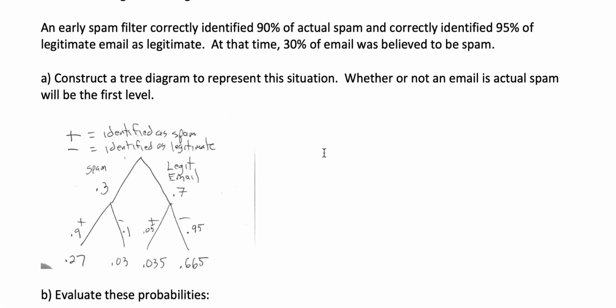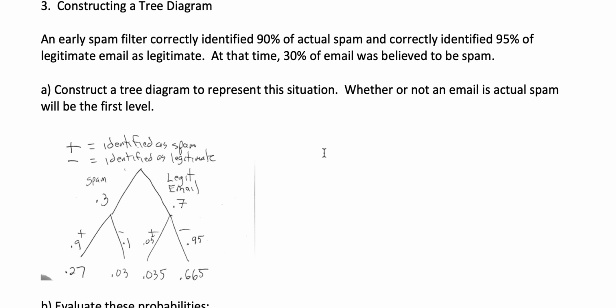Okay. All right, constructing a tree diagram from this situation. So a spam filter correctly identified 90% of actual spam and correctly identified 95% of legitimate email as legitimate. At that time, 30% of email was believed to be spam. So at our first level, we're going to have spam, no spam, and that would be 0.3 spam, 0.7 legitimate email.